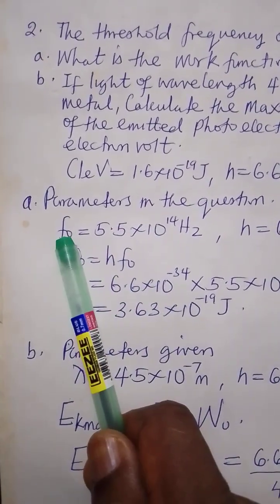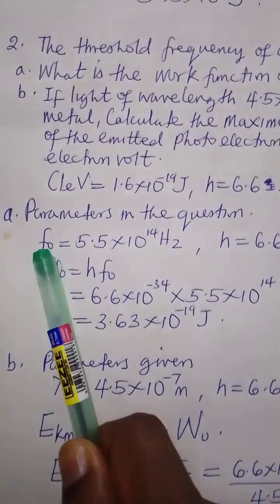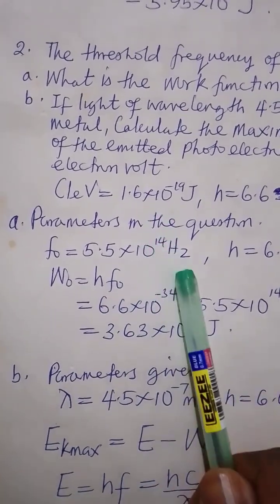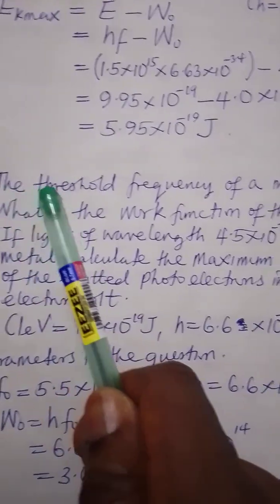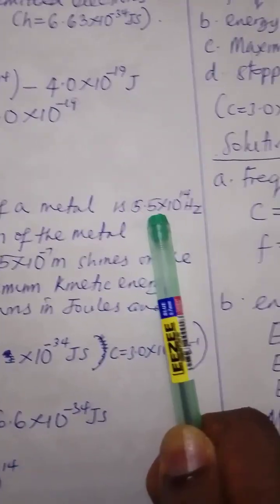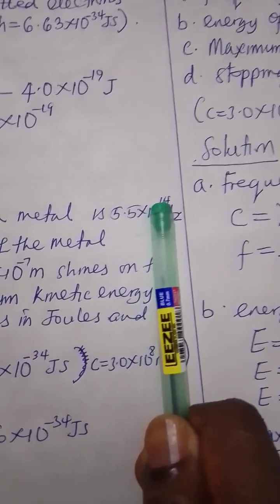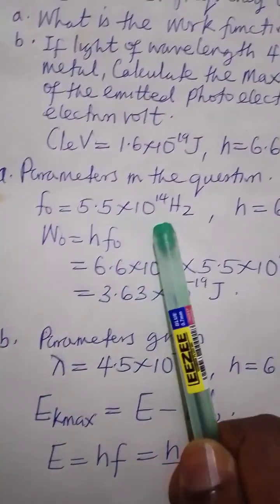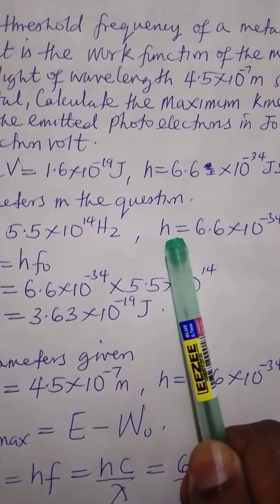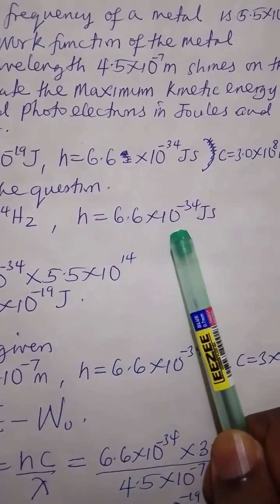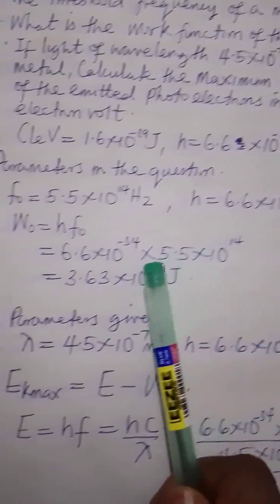We know F naught, that is the threshold frequency, is given in the question as 5.5 times 10 raised to the power 14 Hertz. Planck's constant given is 6.6 times 10 raised to the power minus 34 joules second.